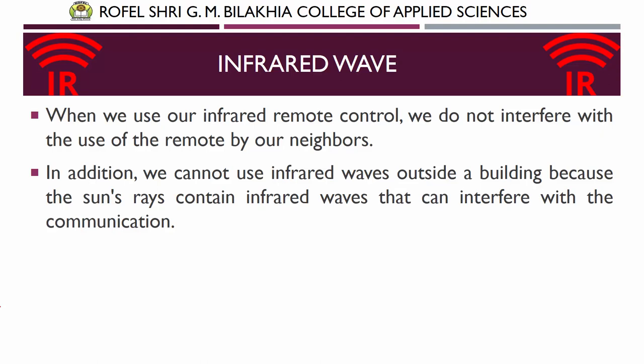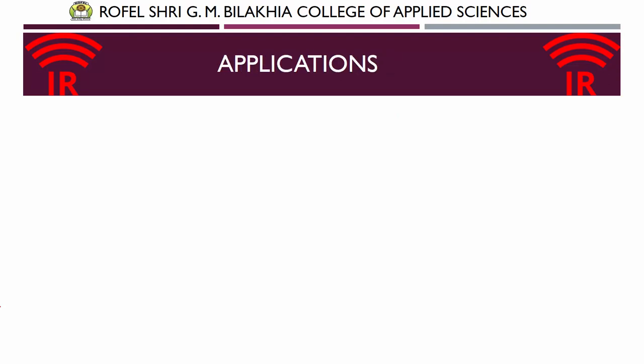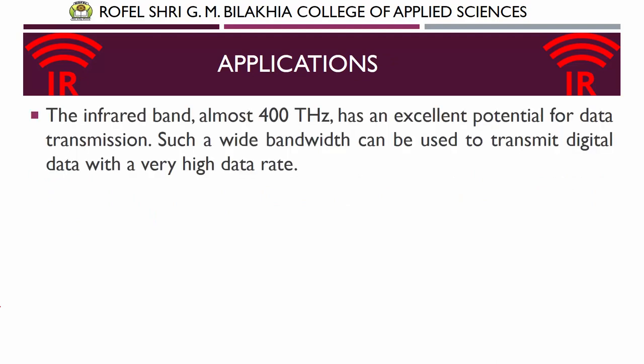Then these infrared wave have some applications, like infrared band almost 400 terahertz has an excellent potential for data transmission, and such a wide bandwidth can be used to transmit digital data with a very high data rate. High data rate mein digital signal ko transmit karne ke liye used hota hai.